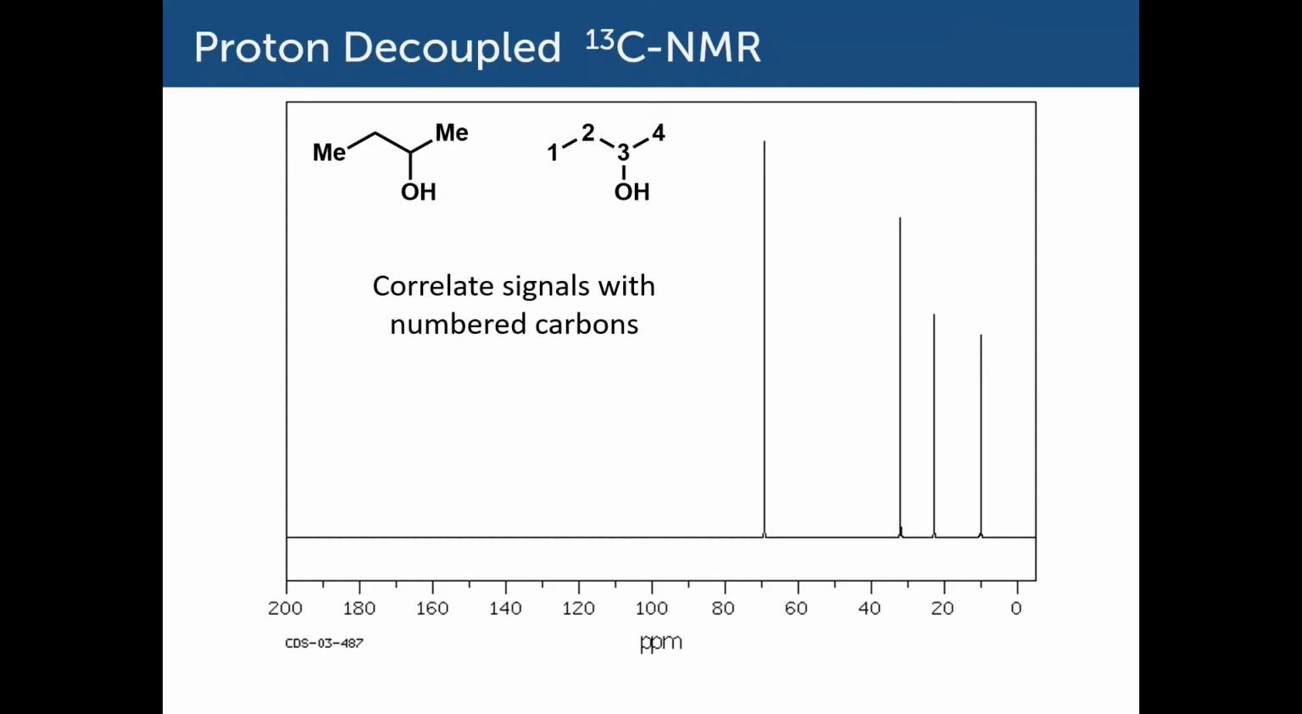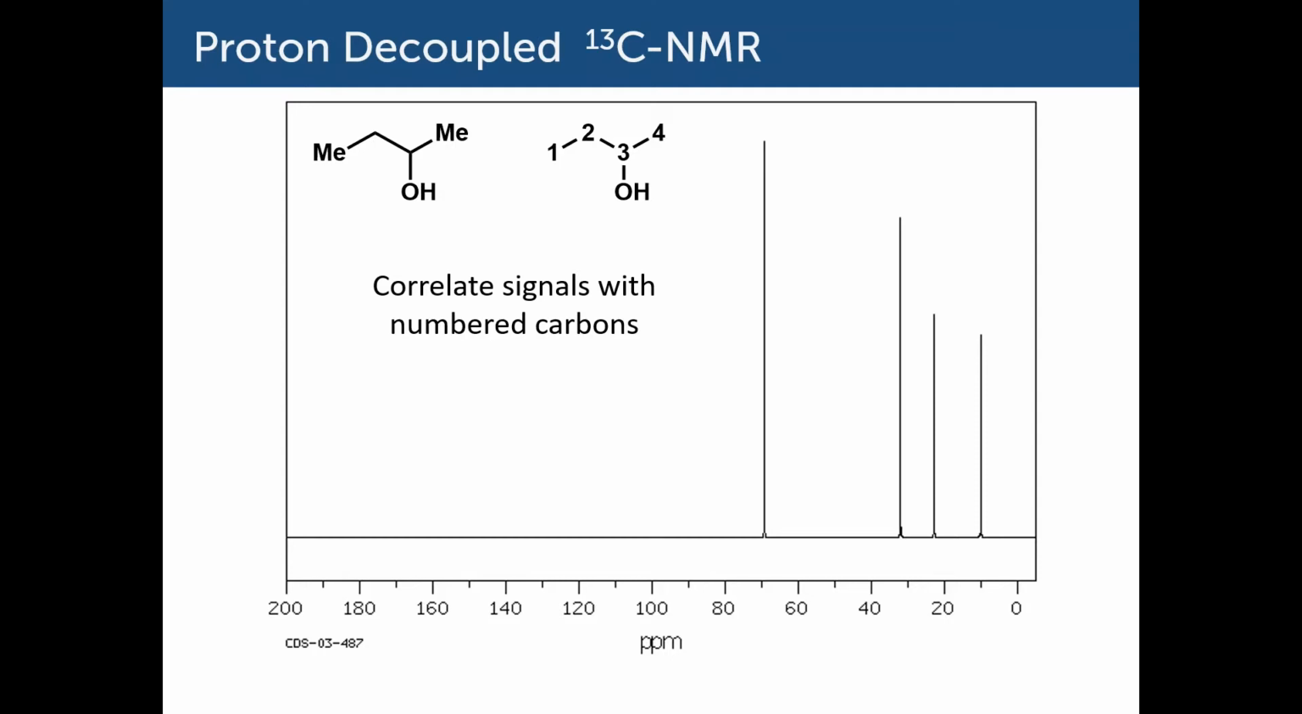So if you think this through using electron density, you might assume that the peak that's furthest downfield, the signal with a chemical shift of about 70, would be carbon 3. And carbon 1, being the furthest away from the oxygen, would be the most upfield, so that would be the signal at around 10 ppm. And it turns out that you're right.